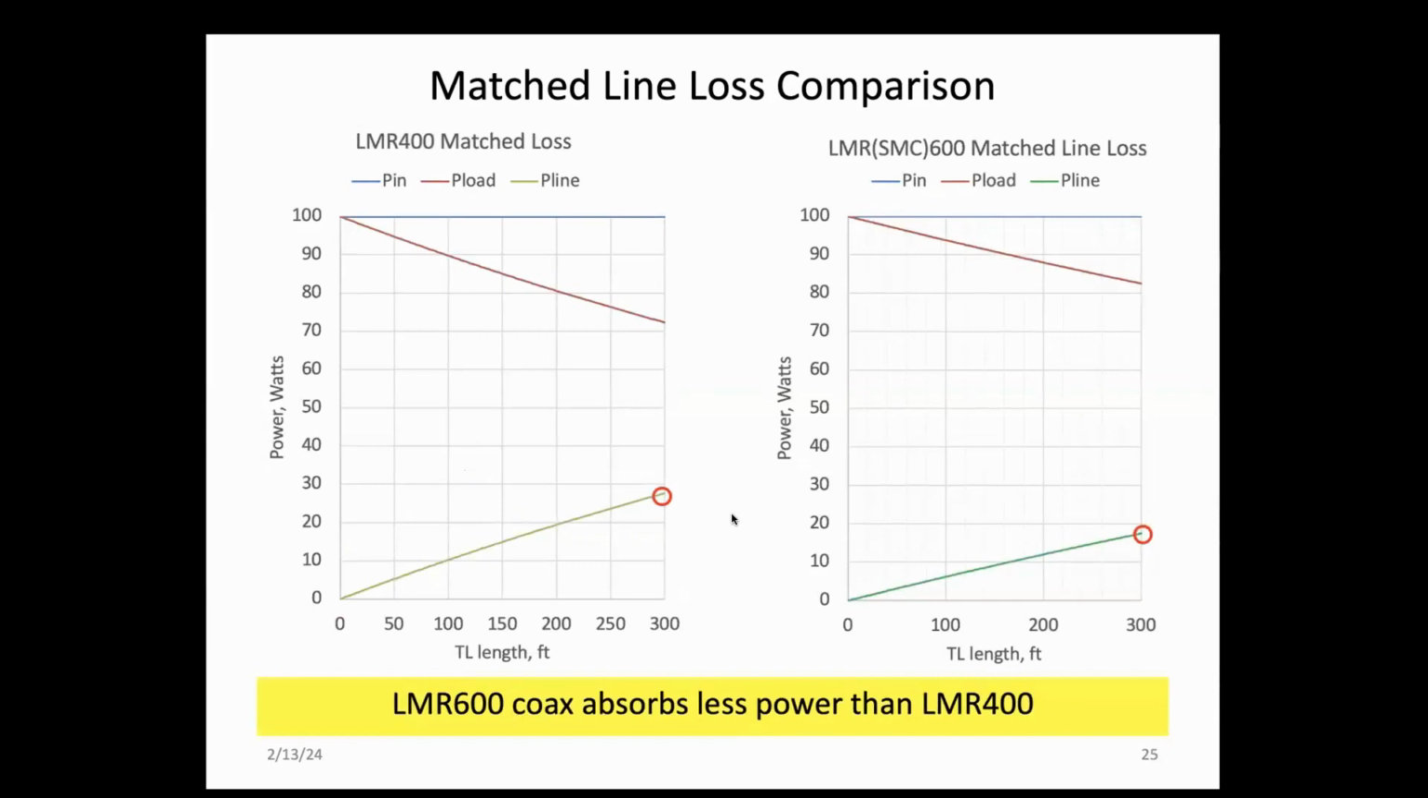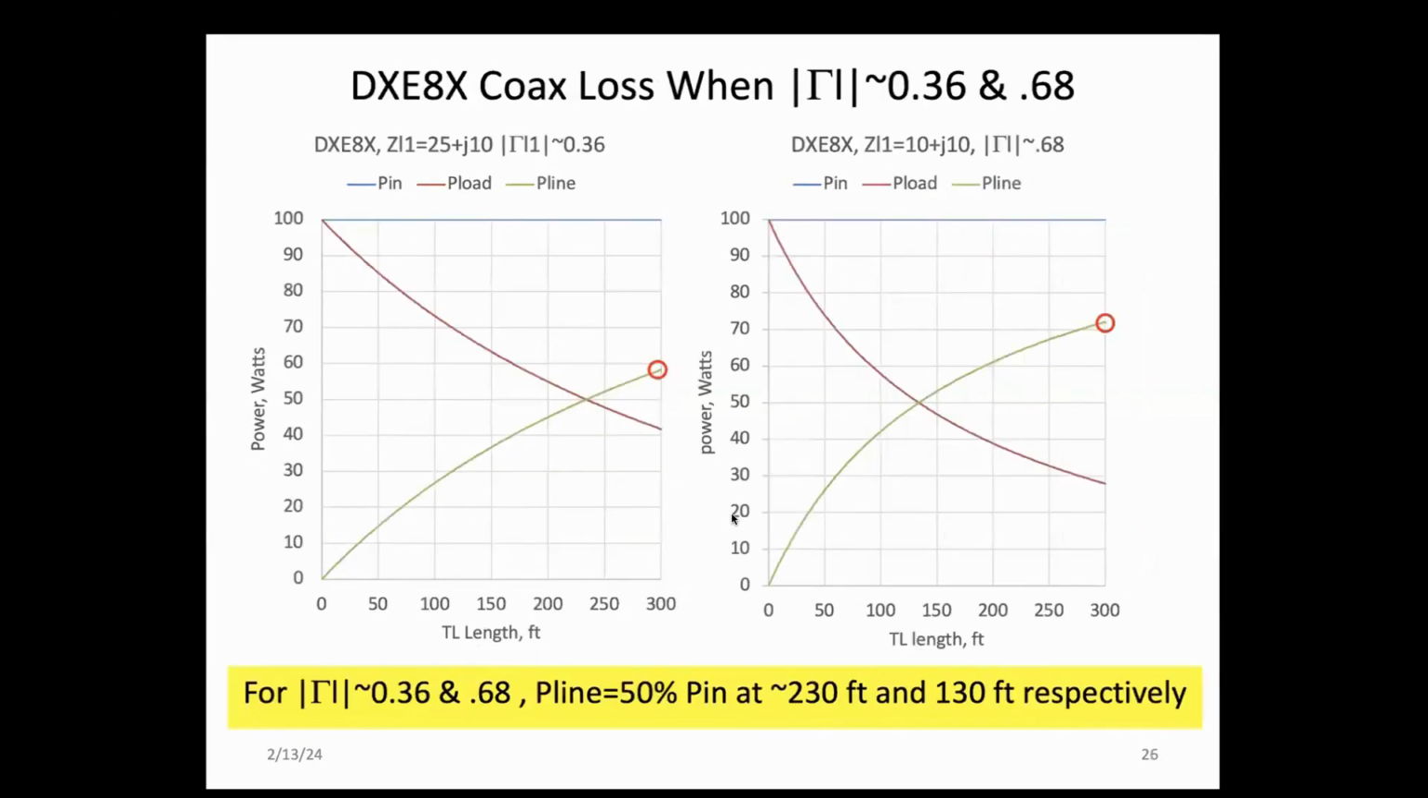LMR 400, it's about 28 watts. The SMC 600, under 20 watts. So it's pretty good, pretty good. Next slide, please. Now, this is where the plot thickens.